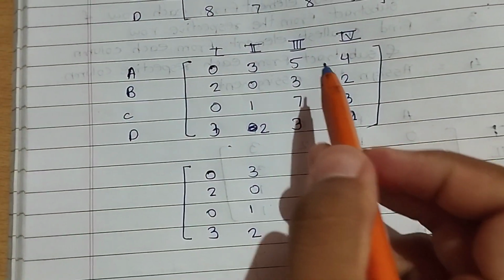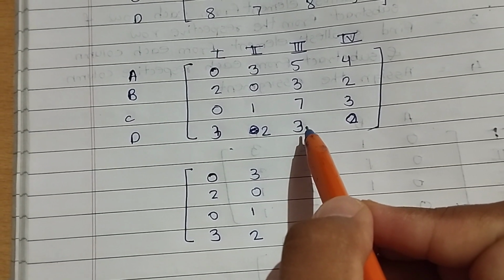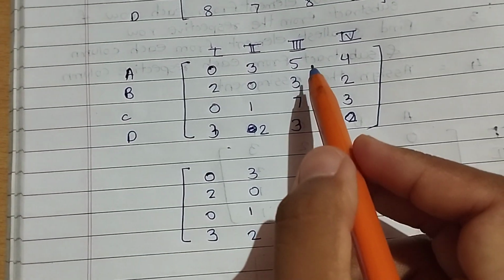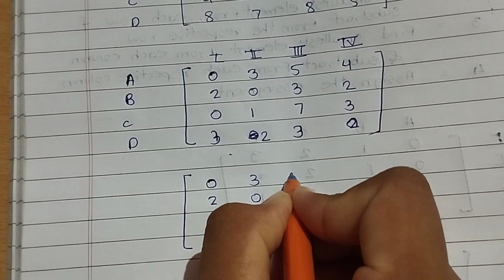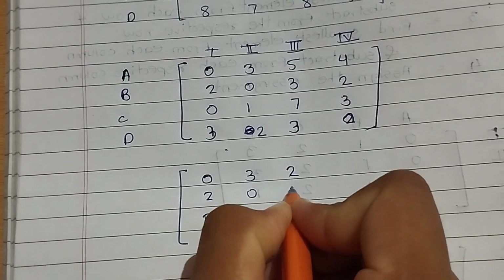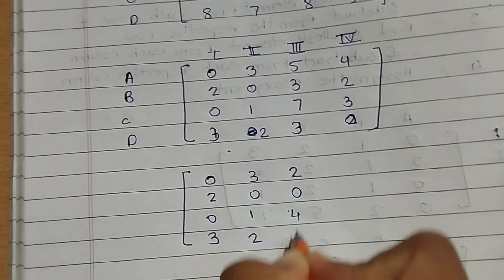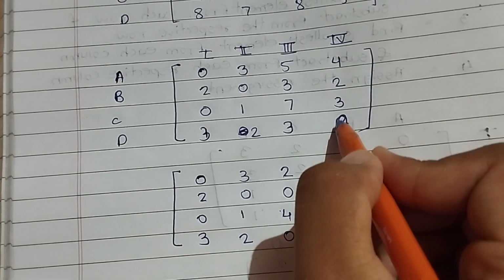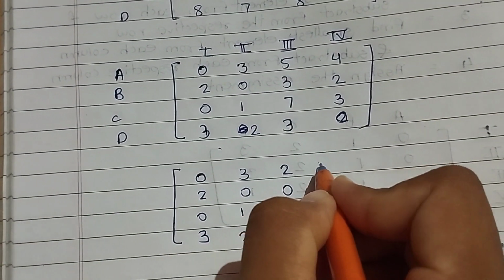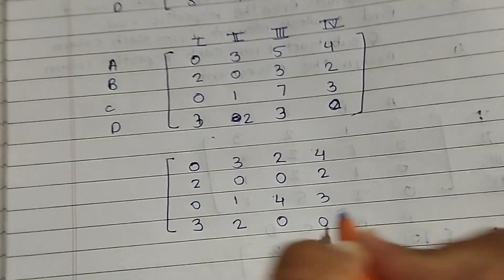But from the third column, 3 is the smallest. So we subtract 3 from each value. So 5 minus 3 is 2, 3 minus 3 is 0, 7 minus 3 is 4, and this is 0. In the last column again 0 is the smallest, so no effect on the last column also. Now our 3 steps are complete.